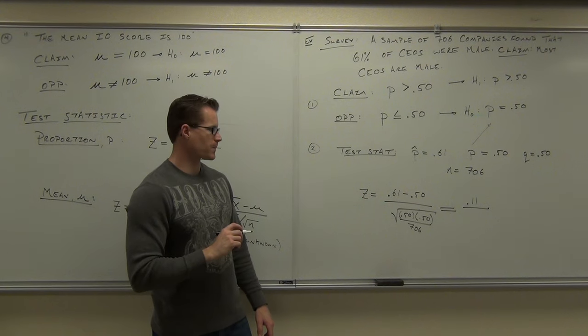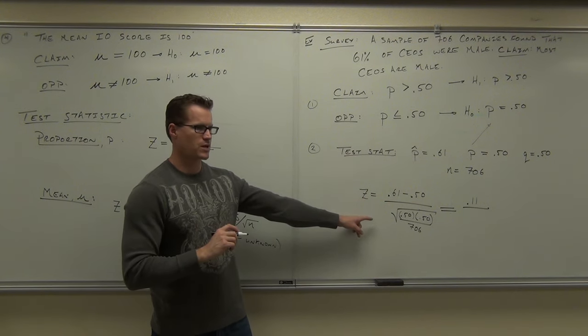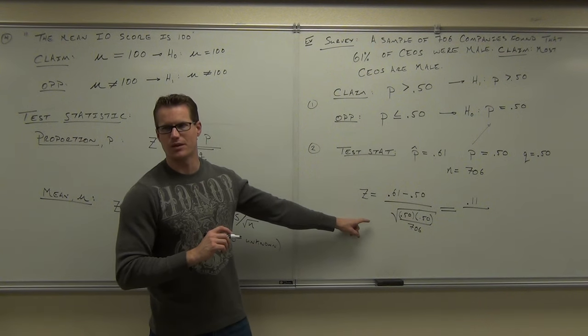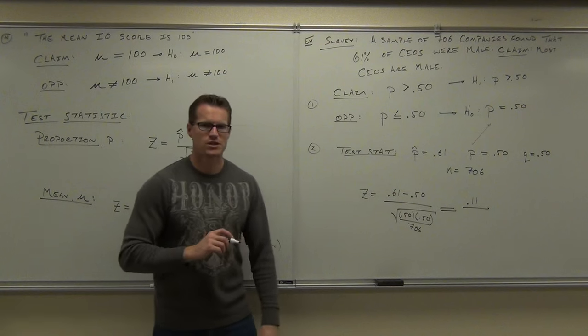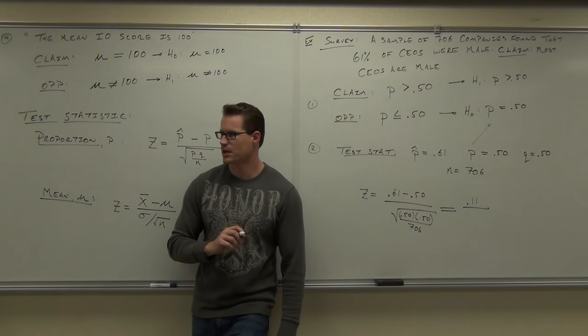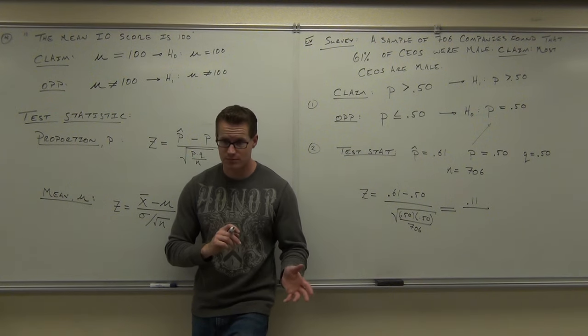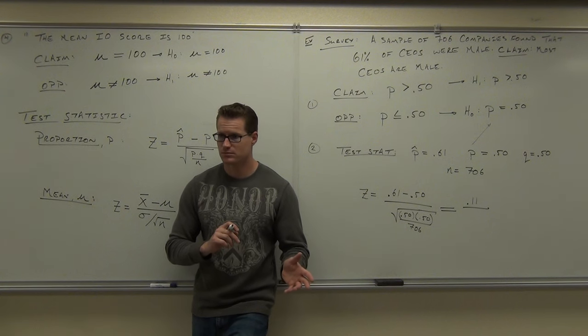Now, the bottom one. Do this on your calculator like I tell you. You ready? Don't round anything. Take 0.50 times 0.50, press enter. You're going to get 0.25. Divide by 706, press enter. I have no idea what you're going to get, but it's going to be small. That's why you don't round. Do you have some like 0.00 stuff?